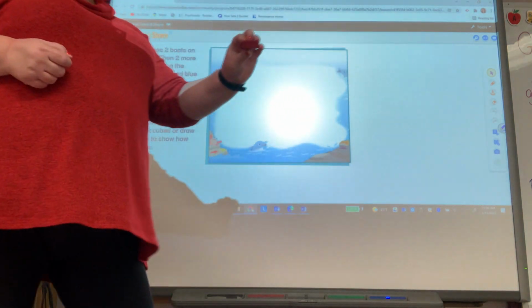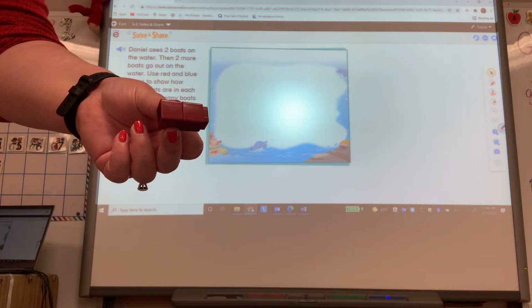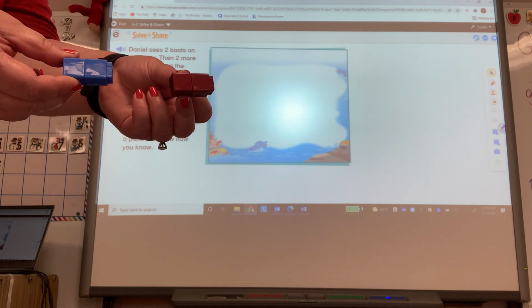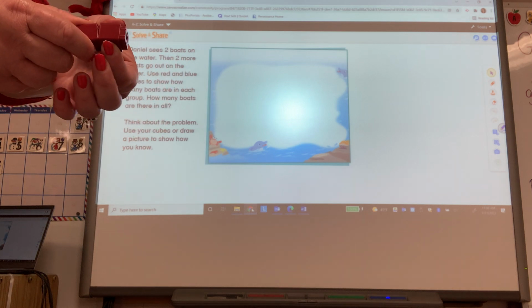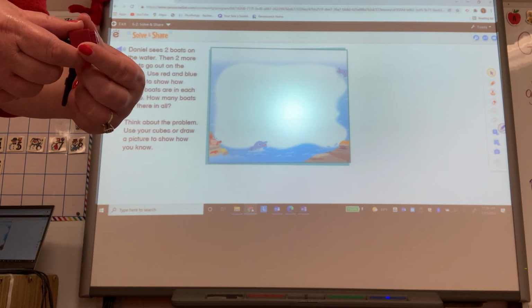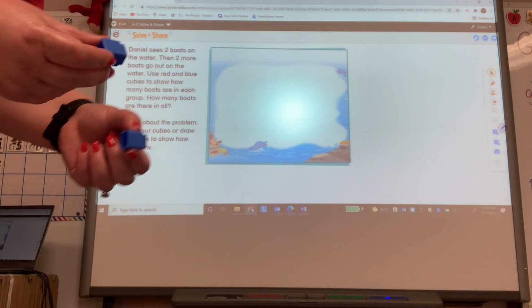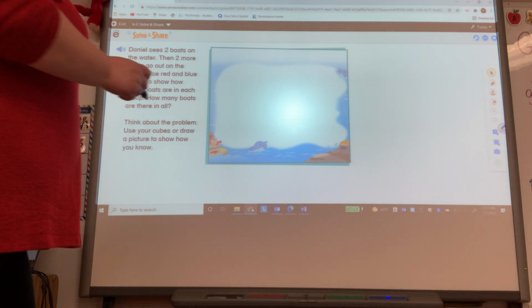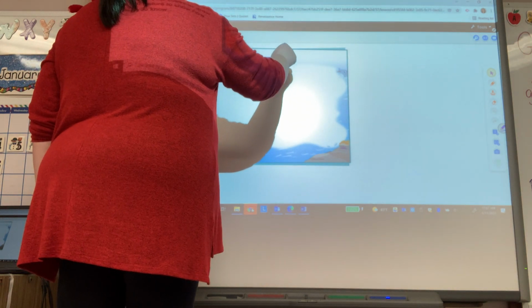So Daniel sees 2 boats. There's my 2 boats. Then he sees 2 more boats. How many boats in all? Well, we have 1, 2, 3, 4. So that is the same as saying 2 plus 2 equals 4.